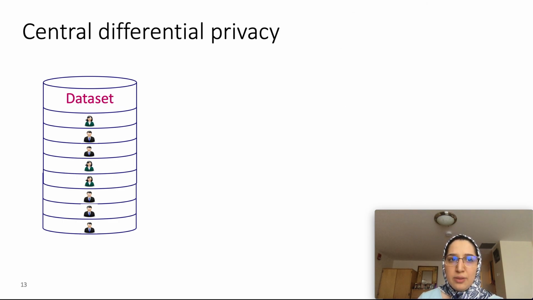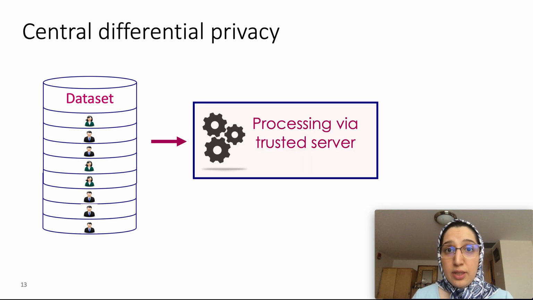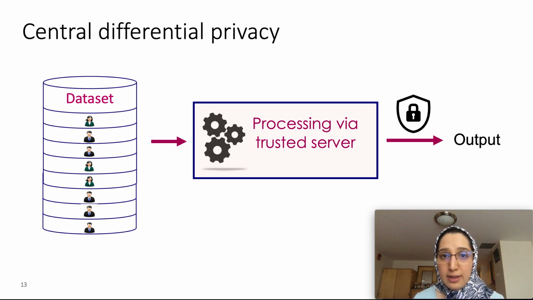What do we actually mean by privacy? So we consider the central privacy setting. We have a data set. We have a server that is a trusted server, so the server can access all the data points. And the server does some computational task, outputs a value, and this output now becomes public. And we want to make sure that this public value does not reveal information about the participants in the data set.